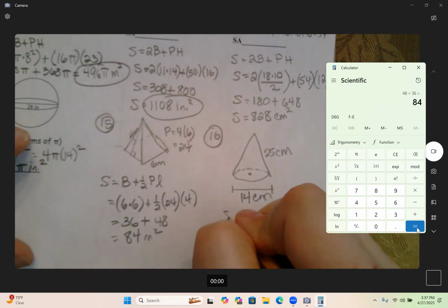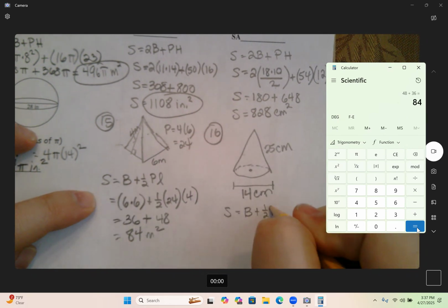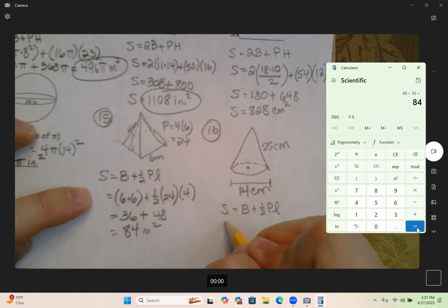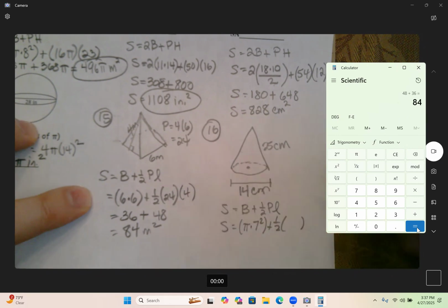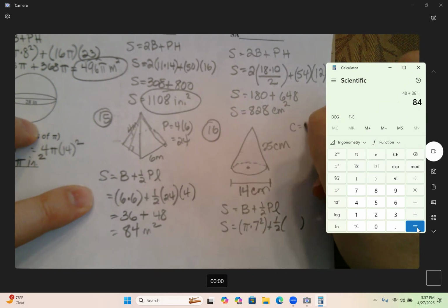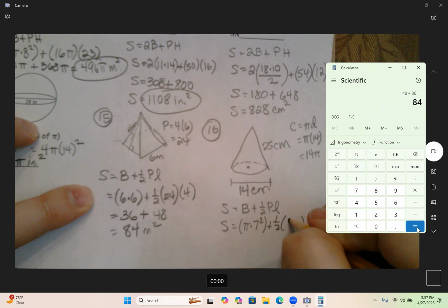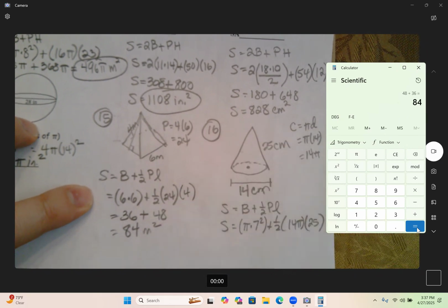So same formula as a pyramid: base area plus 1/2 perimeter of the base times the slant height. So for the base area, be careful. The radius is not 14, it's 7. So pi times 7 squared plus 1/2. Now, the perimeter of the base is basically a circumference, pi times diameter, pi times 14, 14 pi. So the perimeter of the base is 14 pi. And then the slant height is 25.